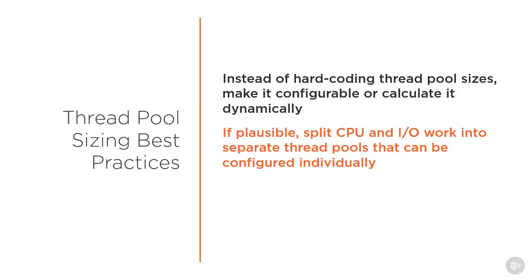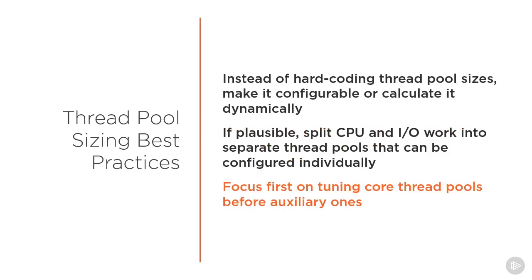Another recommendation is that for a task that has both CPU and I/O bound components, if it can be cleanly and efficiently done, it might be beneficial to split the task and use different thread pools that can be individually sized and tweaked. Lastly, if you have multiple thread pools in your application, focus first on tuning your core or critical thread pools, like your service or data layer thread pools, before tuning auxiliary thread pools for functions like logging.